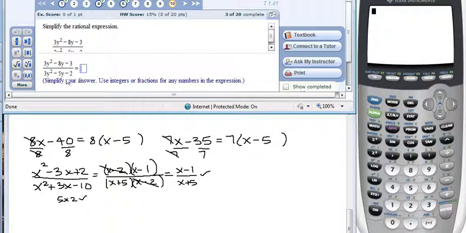Same thing here. AC method, AC method. You're going to break it down into 2 pieces, and then 2 pieces, and then cancel what you can. Okay?